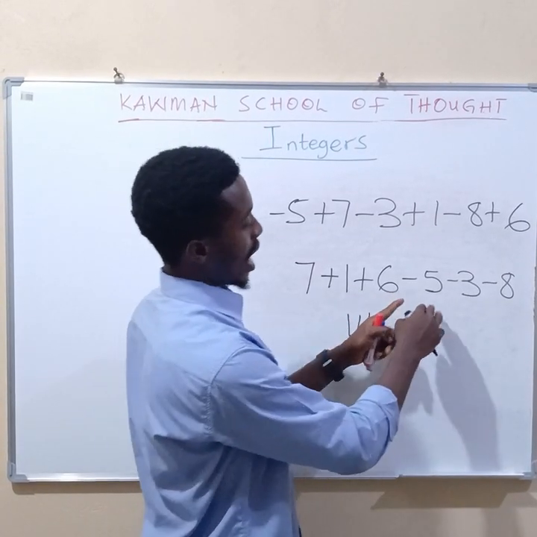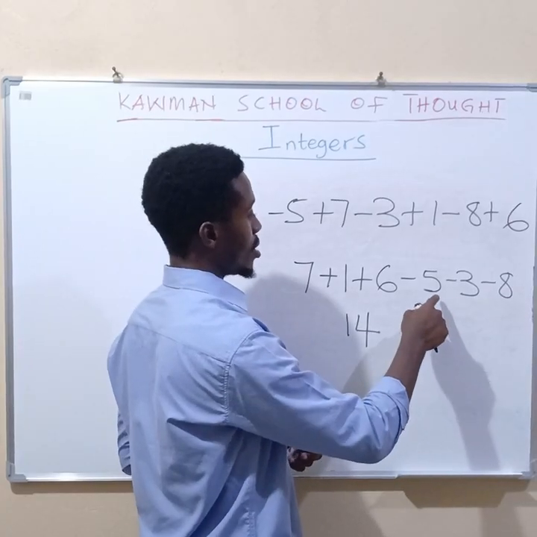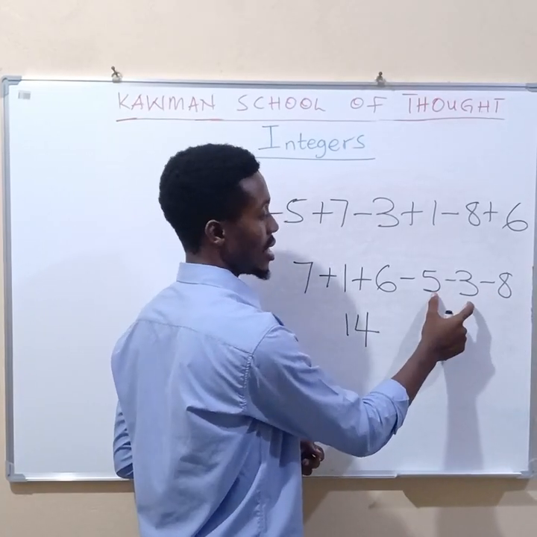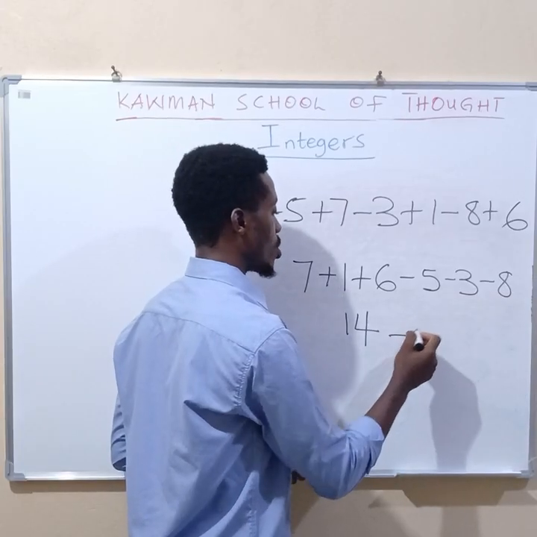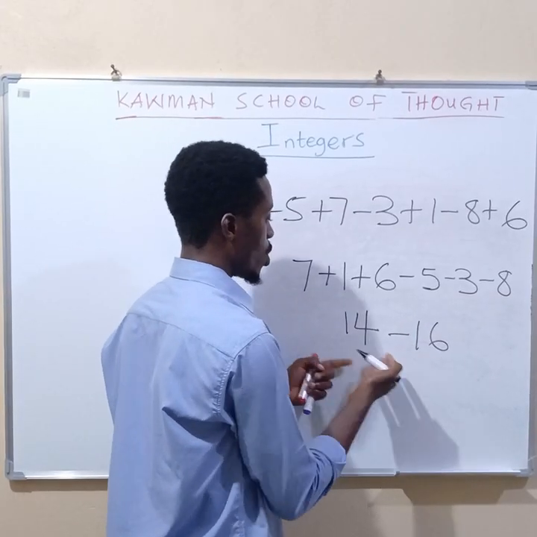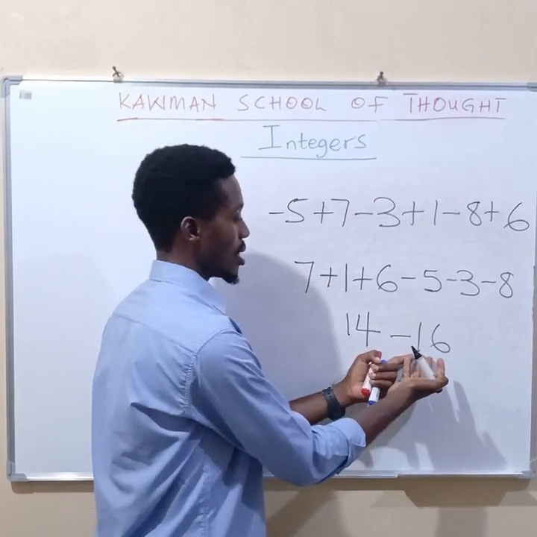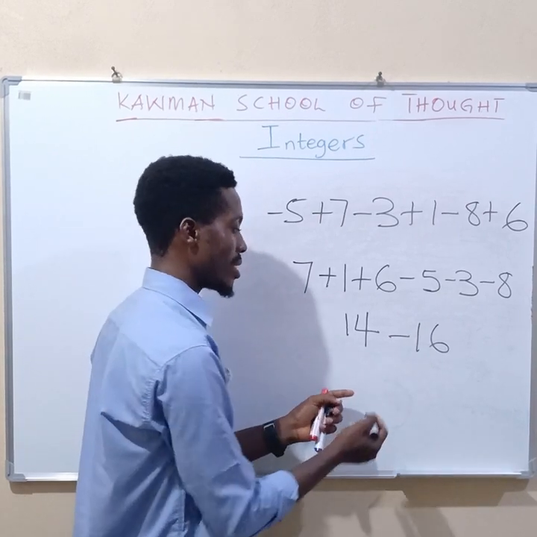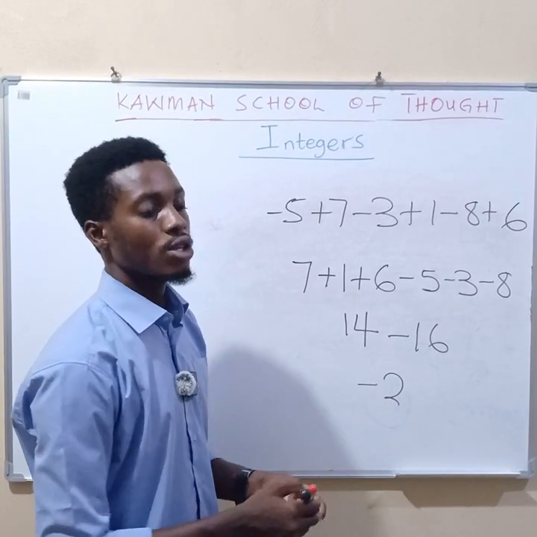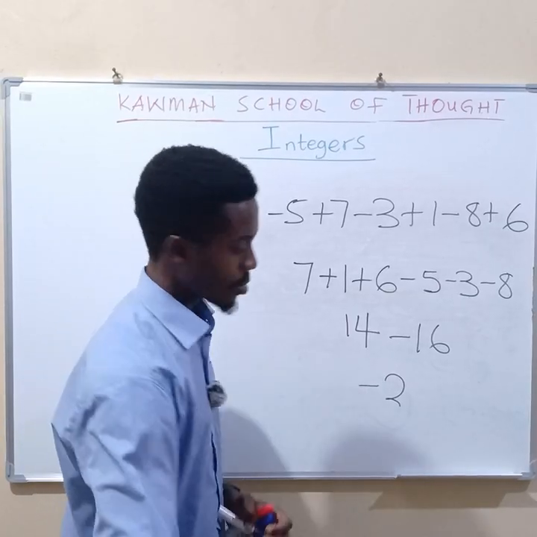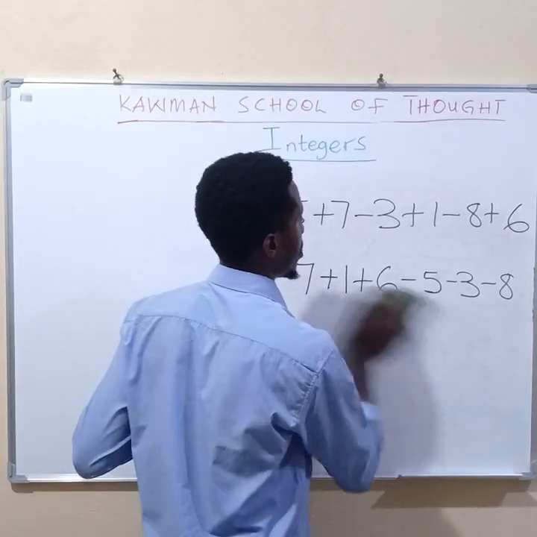Then we add up the negative numbers as well. I mean, 5 plus 3 gives us 8. 8 plus 8, 16. So they are all minus. So minus 16. So this is what we have here. We have 14 minus 16. And the answer is negative 2, because the negative number is bigger than the positive number. Obviously, negative 2. Okay. And the last example for this.